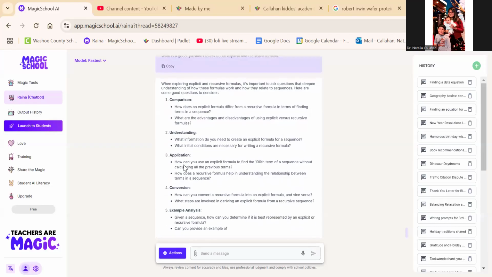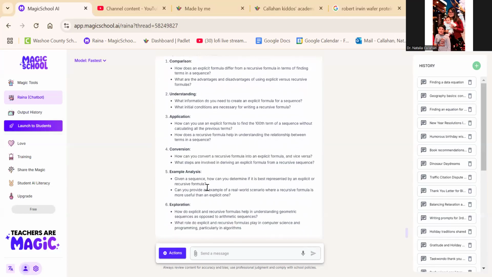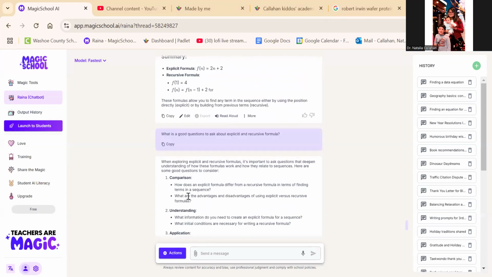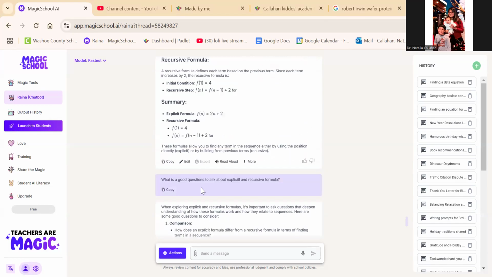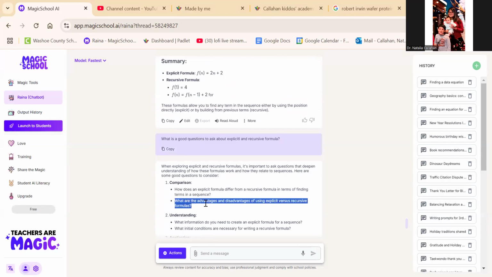You can use this one. What are the advantages and disadvantages of using recursive and explicit formulas? You can ask something like that. That could be a question. That could be one question. Or actually, another good, better question might be, what information do you need to create an explicit formula for a sequence? That might be a better one.